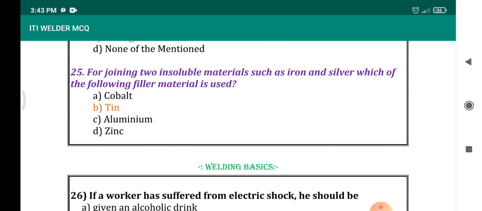For joining two insoluble materials such as iron and silver, which of the following filler materials is used? So we will be using a different filler material compared to the parent metal. So we will be using tin as the filler material for joining iron and silver.